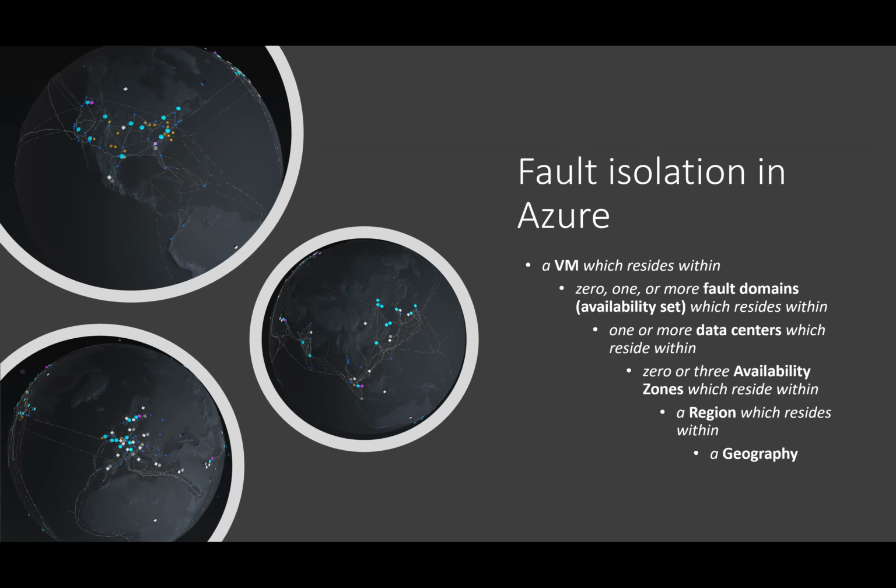Geography isn't really for fault isolation. A geography is more for data sovereignty. We want to make sure that all of our geographies have a primary and a secondary region for failover. Again, we haven't gotten there yet, but we're working on it. So it's a big world out there. So that's kind of fault isolation in a nutshell.